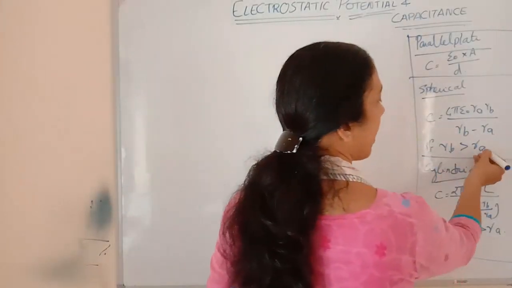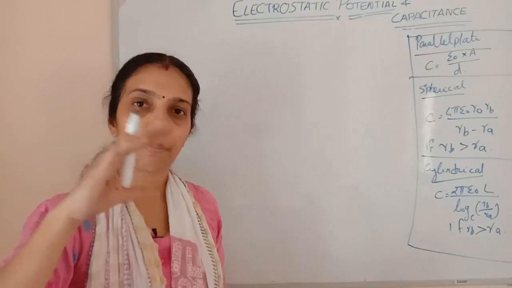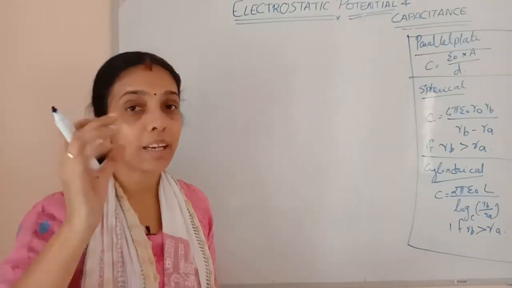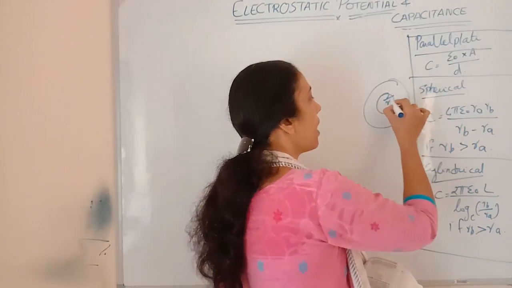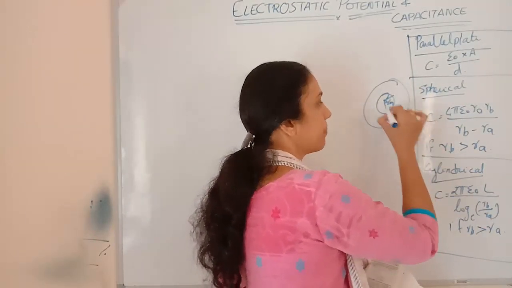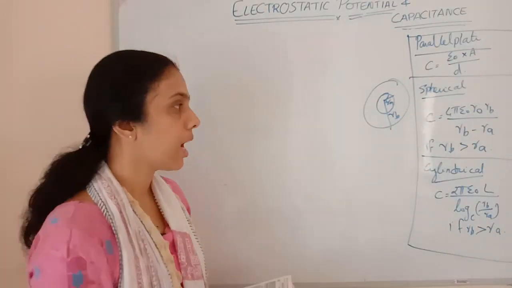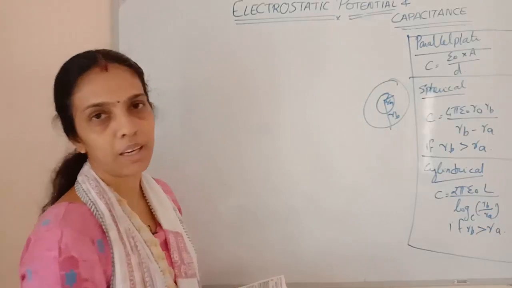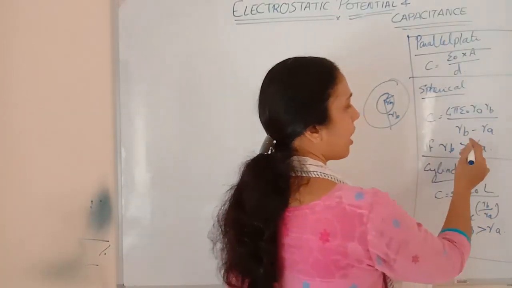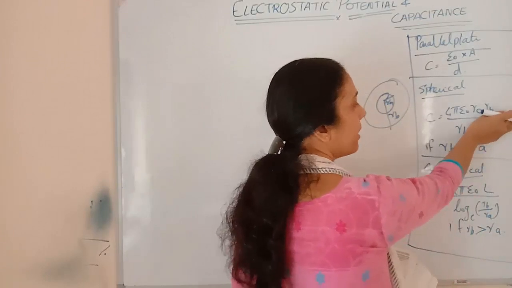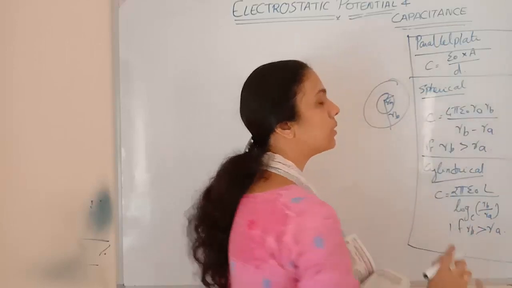These RB and RA are, as I told you, the spherical capacitor means two conductors in spherical shape. If this is RA and this is RB, then the capacitance will be equal to 4 pi epsilon 0 RA RB divided by RB minus RA. While we are considering the case where RB is very much greater than RA, then we can avoid all these things. That one I will tell you.